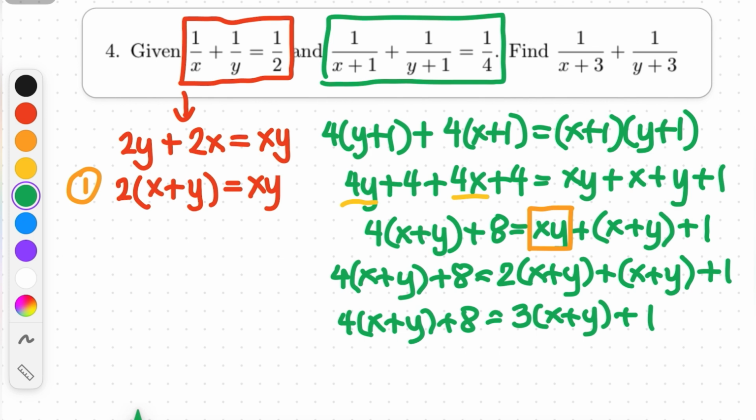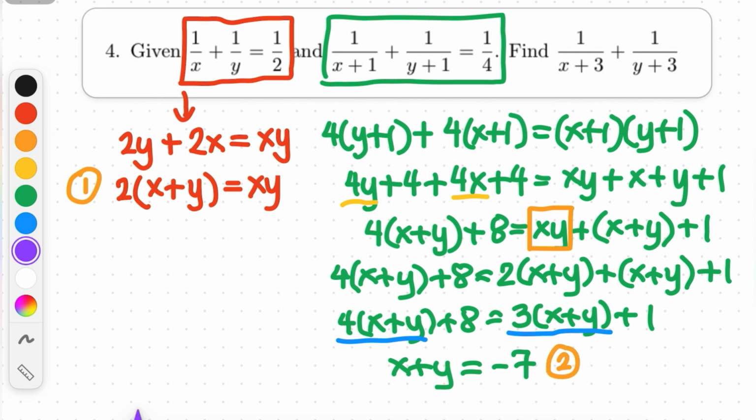Right. And now what we're going to do is put these 4 times x plus y and 3 times x plus y together on the left side, which would give us 4 minus 3 times x plus y, which is just x plus y. And then on the right side, we move the 8 to the right, which will give us 1 minus 8, which is negative 7. And now we have at least one value. We have x plus y equals negative 7, and let's call this our second result.